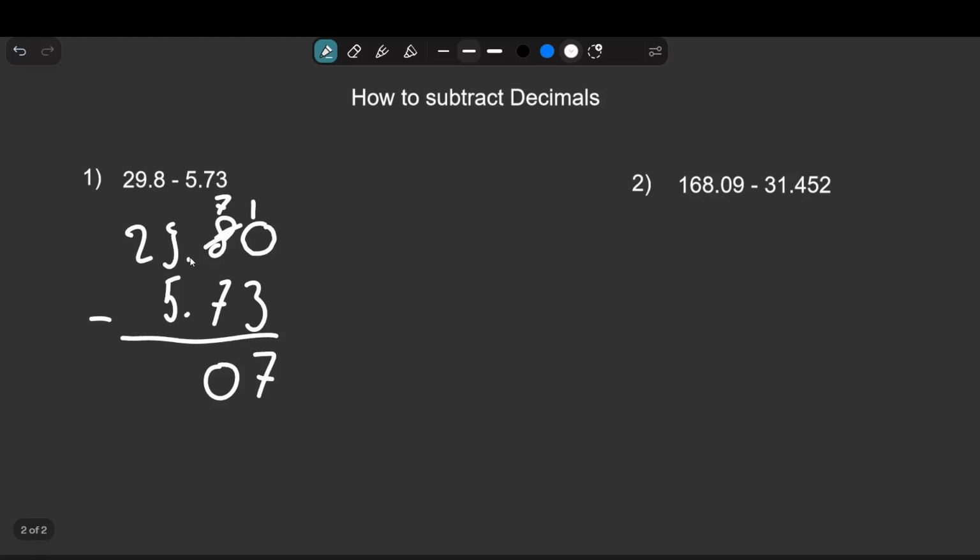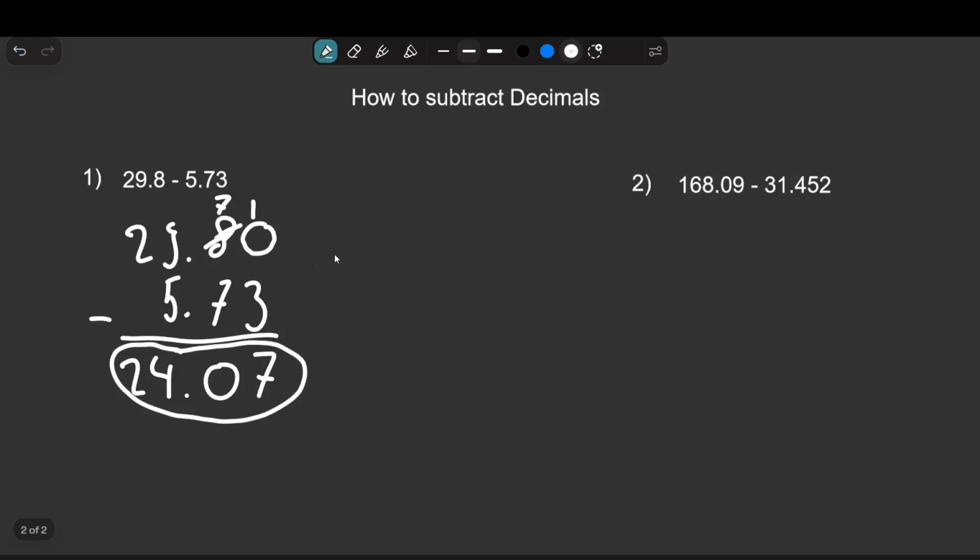And just take the decimal straight down like this, because we have it lined up perfectly. You can just put it straight down. So 9 minus 5 equals 4. And 2 minus 0 equals still 2. So this will be your final answer.